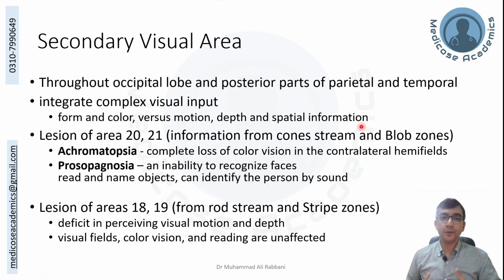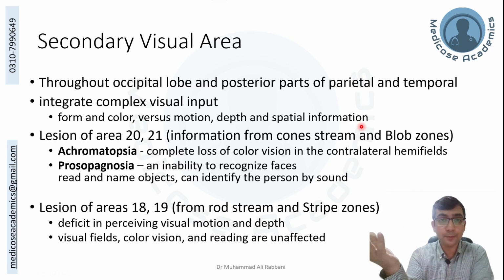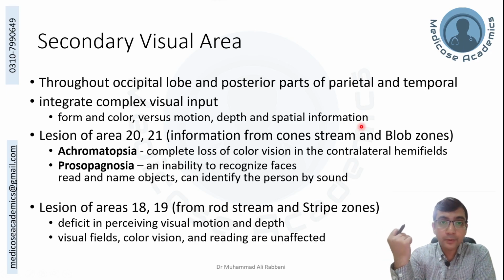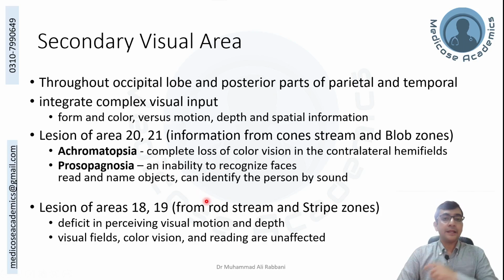Prosopagnosia means inability to recognize faces. You will see a person, you will see the eyes, the nose, he has a mustache, he has a cap on his head, but he will not be able to say that this is Peter. So this is prosopagnosia, inability to recognize faces, and that can extend to naming of objects too. And the signals from the rods part of the visual field, the rod stream, go to areas 18, 19 especially, and that are majorly responsible for visual motion, depth, and the color. These things will remain okay. The visual field, the color vision, the reading, they will be unaffected.